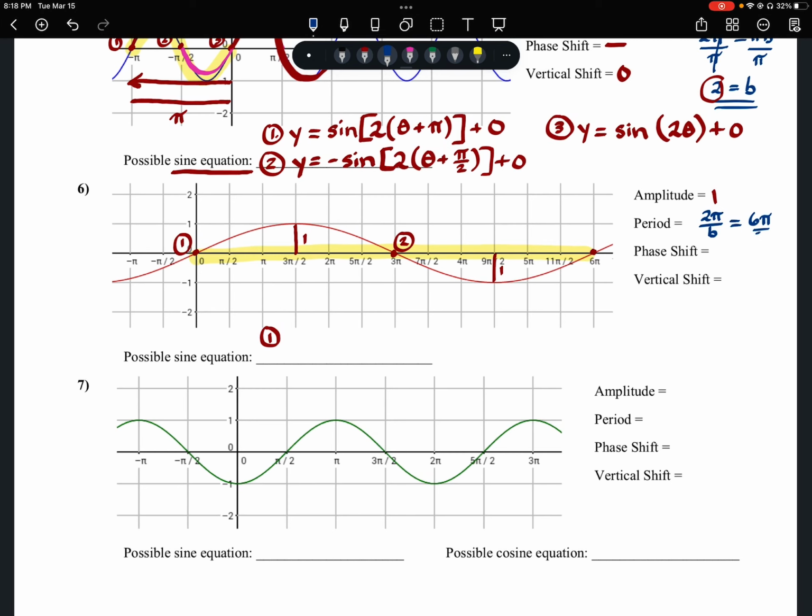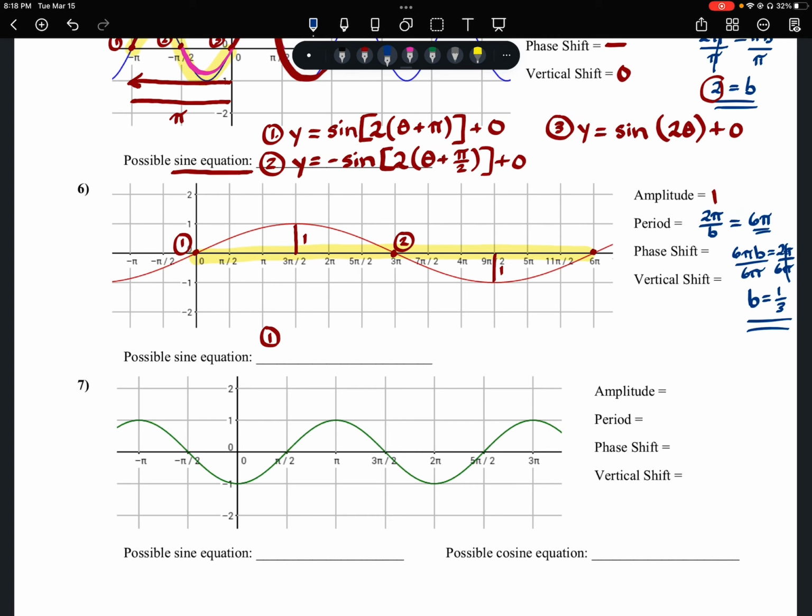So if our period length is 6 pi, we have to figure out what b is going to be. Again, you can cross multiply. You have 6 pi times b is going to equal 2 pi. Then we'll divide each side by 6 pi. And in this case, b is going to end up equaling, the pi's cancel, 2 over 6, which is really 1 over 3, which makes sense, because this one is going much more slowly. So our b value is 1/3.